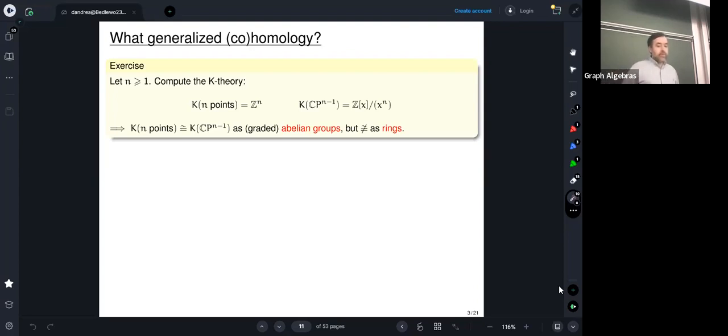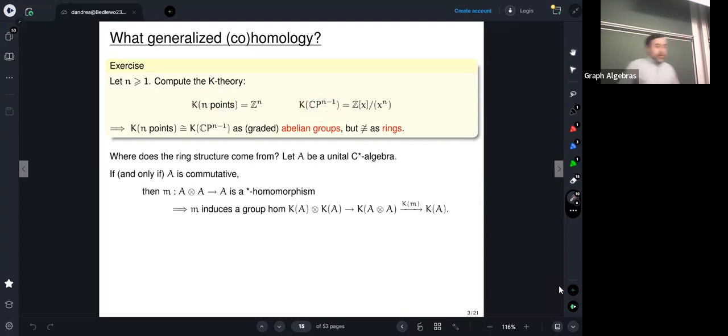And now I'm going to introduce a problem that actually will be the topic of the next talk. I'm going to tell you what the problem is, but not what the solution is. This you will see in the next talk. So the point is that for topological spaces, you can use the ring structure to distinguish between n points and CP^(n-1). But you only have the ring structure if the C*-algebra is commutative.